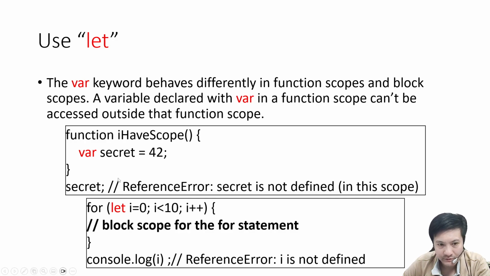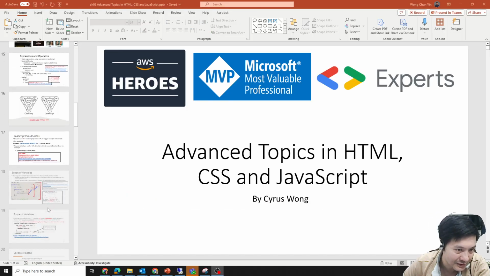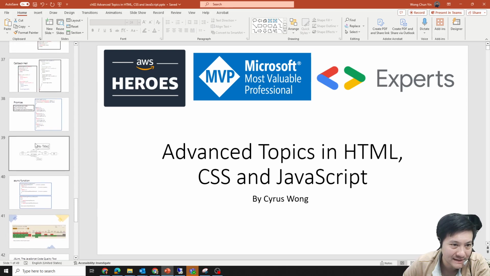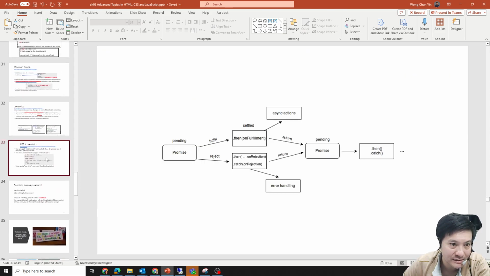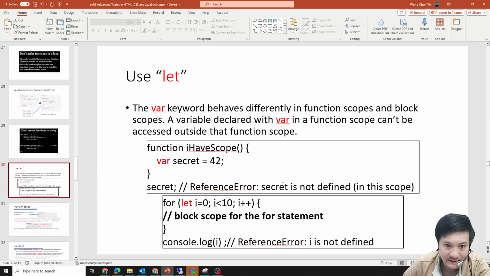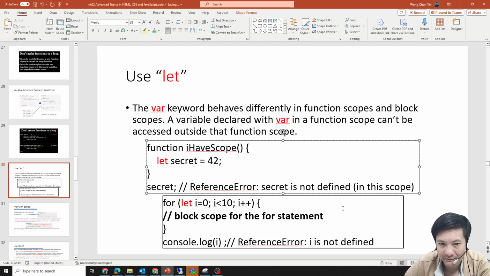If you use let, you will not see the secret outside. If you write var, you see it. But it's a typo. It should be a let, not a var. Sorry. And if you use a let, it will have a scope inside the program, no longer outside of it. Okay, this one should be a let. If you use let, it will have a reference error. Okay.